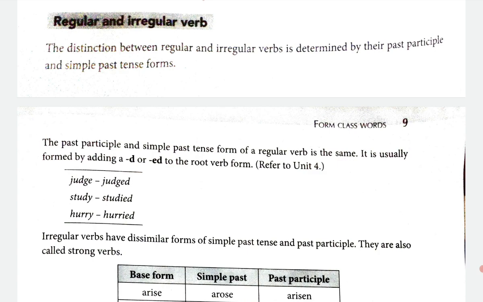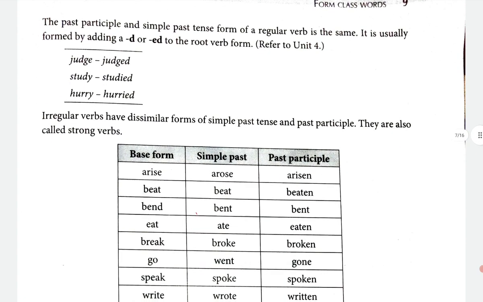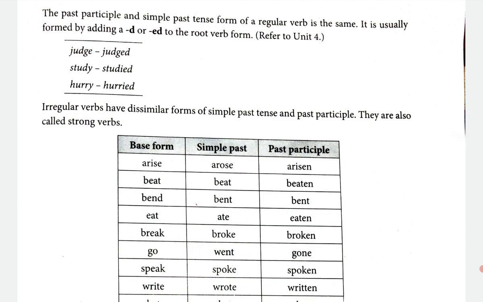The past participle and simple past tense form of a regular verb is the same. It is usually formed by adding d or ed, like in the case of judge. Past participle form is judged. Study, studied. Hurry, hurried, like that. Here we have the examples of those words where ed is being suffixed.